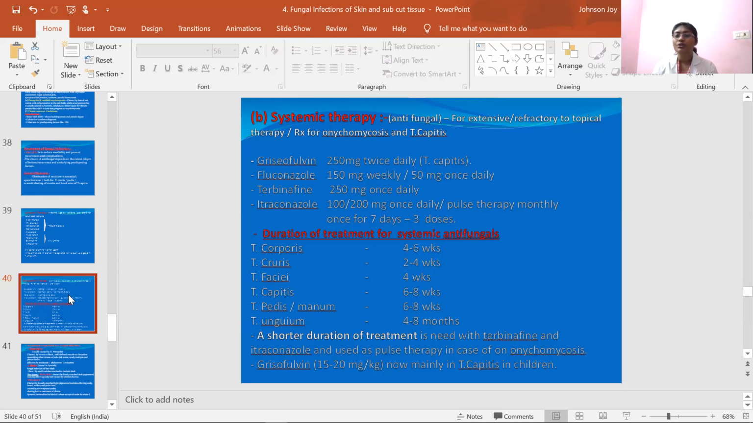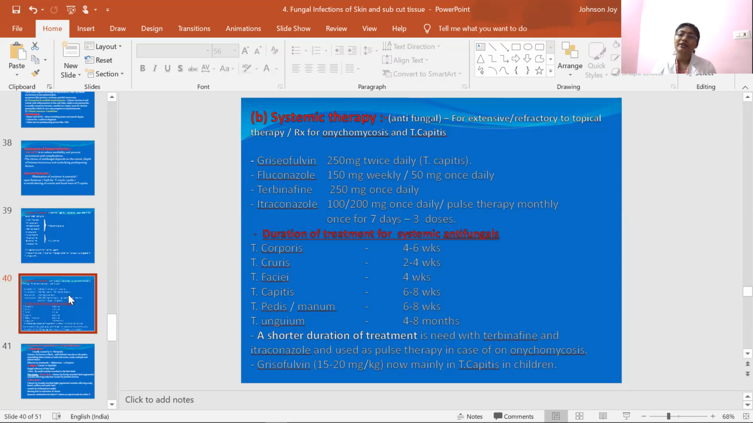For tinea corporis, you should give for 4 to 6 weeks, about 1 to 1.5 months. For tinea cruris, 2 to 4 weeks are sufficient. For tinea faciei, it is 4 weeks. For tinea capitis, it is 6 to 8 weeks, as well as for tinea pedis and tinea manuum. Tinea unguium takes 4 to 8 months.